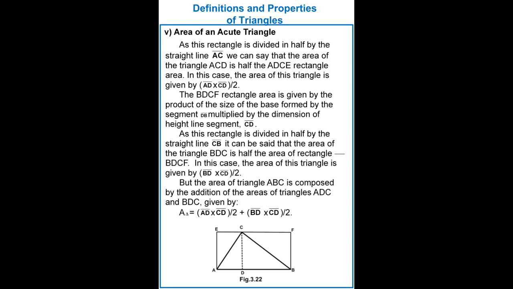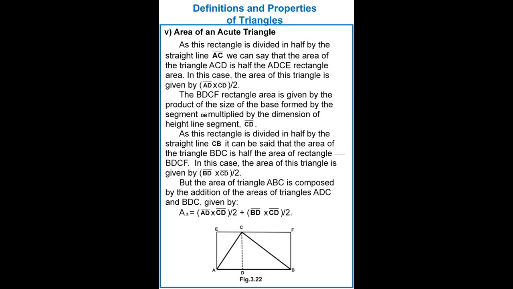The area of the rectangle BDCF is given by the product of the size of the base formed by segment DB multiplied by the dimension of height line segment CD. As this rectangle is divided in half by the straight line CB, it can be said that the area of the triangle BDC is half the area of rectangle BDCF. In this case, the area of this triangle is given by the product of the dimension of the straight line segment BD multiplied by the straight line segment CD divided by 2.